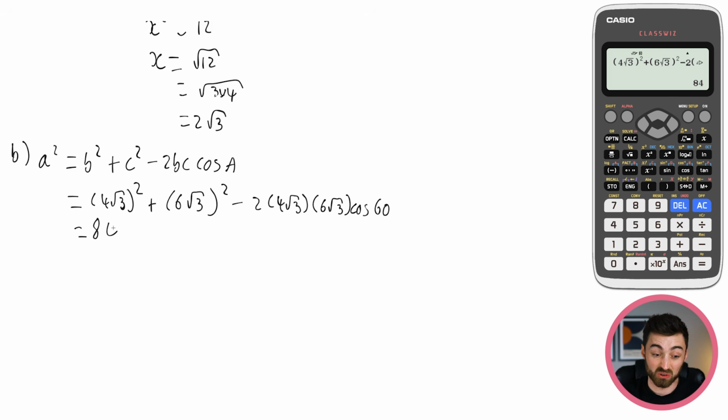I get that as 84. Seems okay, right? So therefore a would be the square root of 84. Can I simplify this at all? Probably. Stick it into my calculator. That's going to be 2 times the square root of 21.